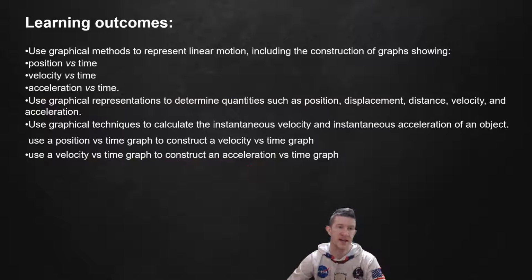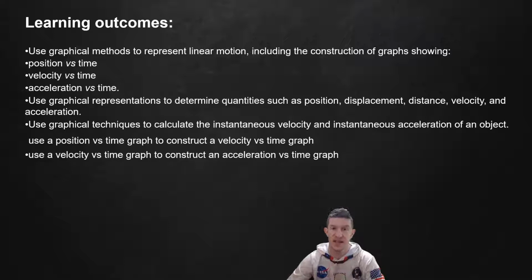Okay, so the learning outcomes for today are using the graphical methods to represent linear motion, including constructing a graph that shows position time, velocity time, and acceleration time. You're also expected to use these representations to determine things such as the position, the displacement, the distance, the velocity, and the acceleration from these graphs.